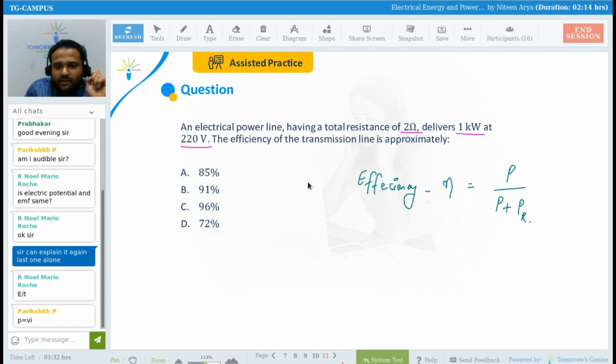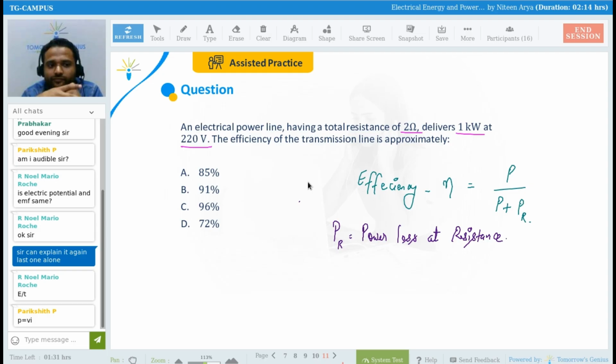See, I'll tell you again. This power is the power of a transmission line. This P, you need to find PR, power loss. Okay, I'll explain. Power loss at resistance due to this current. Okay, and how you can find that? You can find it easily with the help of this, with the given data, obviously. See, questions like this they ask in JEE Mains sometimes, if you are lucky enough.